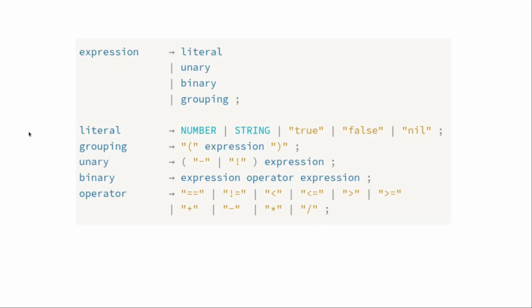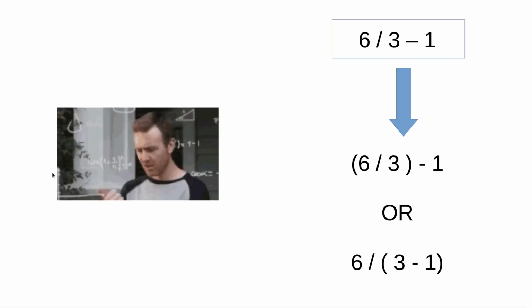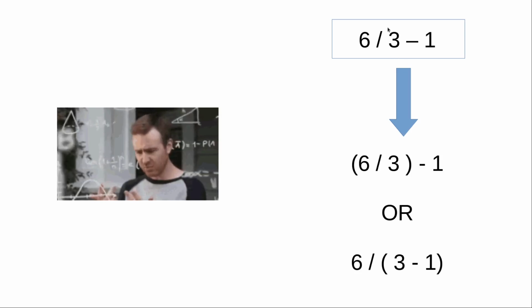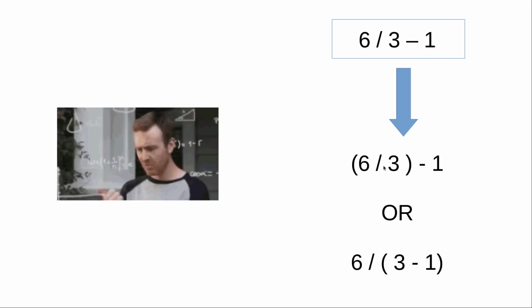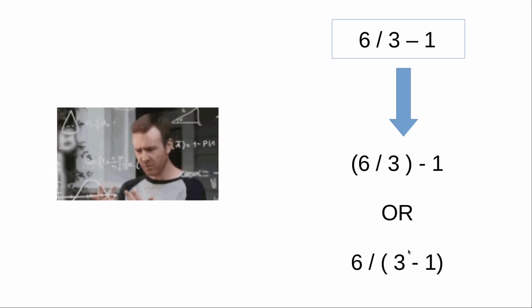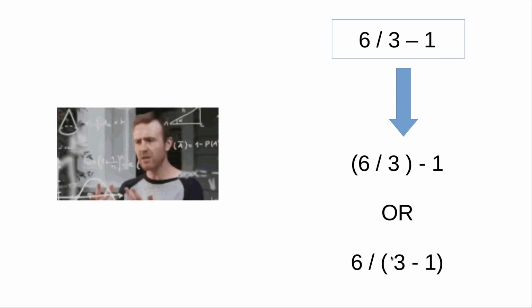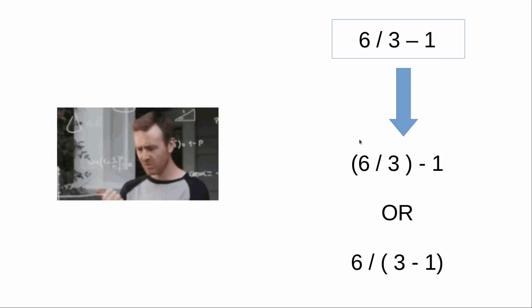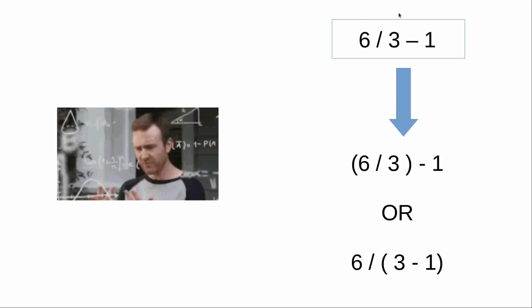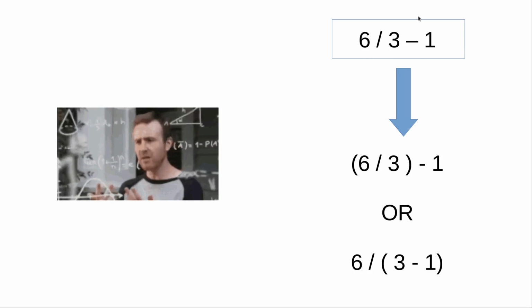So this is the grammar for our new programming language. We have these 4 different types of expressions. But, and there's a but, it's a bit ambiguous. Let's say we have this simple expression, 6 divided by 3 minus 1. Now, what do we do first? Do we do 6 divided by 3 first and then minus 1? Or do we do 6 divided by whatever is in here, 3 minus 1? Right now, with what we have, we aren't able to parse this properly according to what we know it should be parsed as.